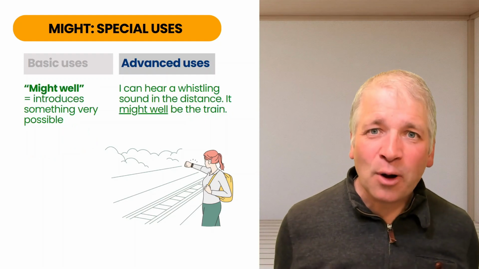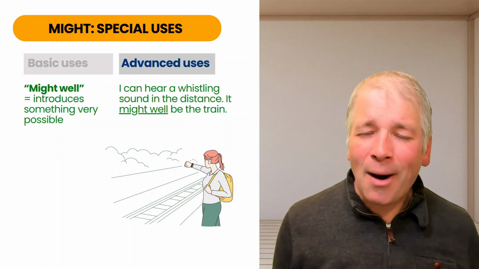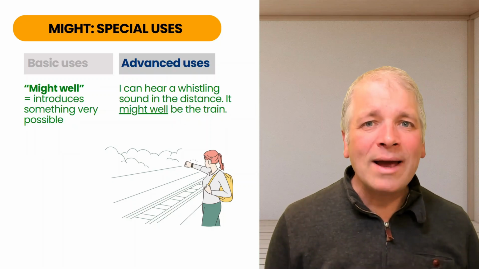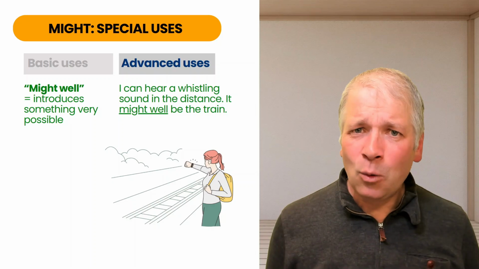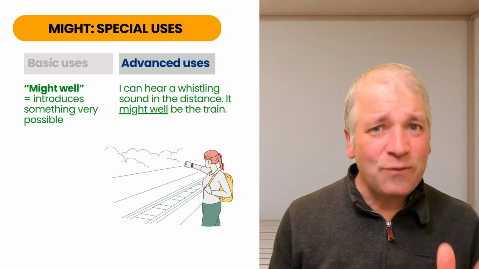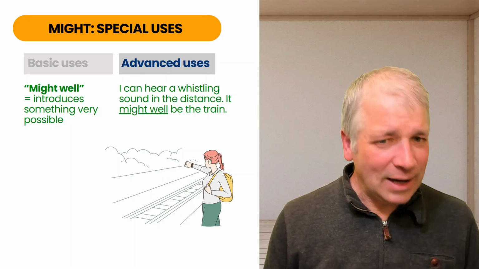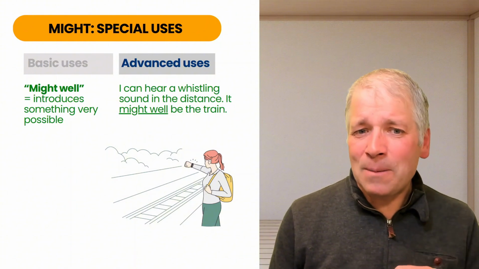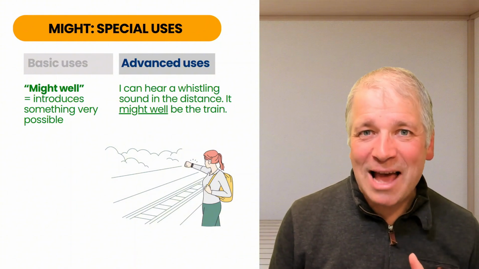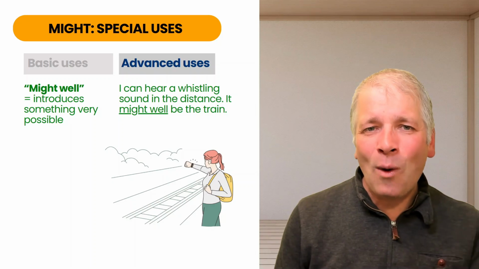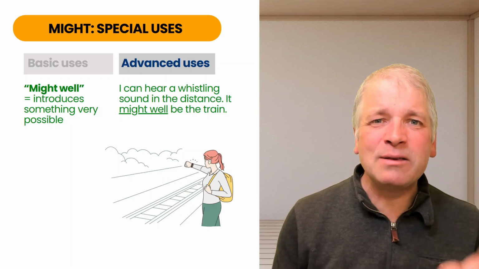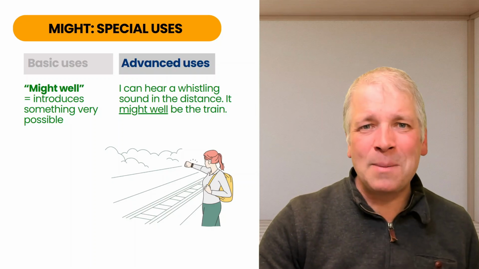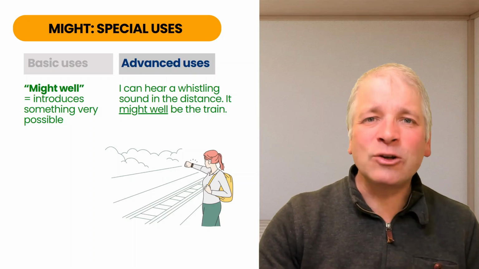Another special use of might is simply saying might well. Now, this is quite different to might as well. Because if you say might well, this actually introduces something very possible. So the lady's at the station again, but this time I can hear a whistling sound in the distance. It might well be the train. I believe it's very possible that this is the train. So a big difference between might as well and might well.